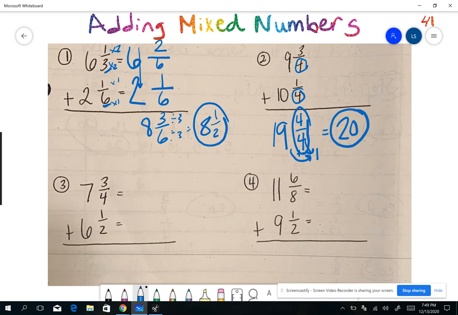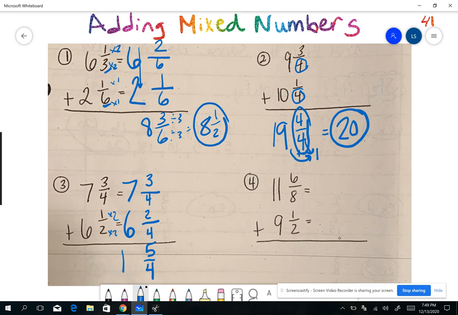Take a look at example 3. This one's going to be different too. So we're going to bring these whole numbers over because I know my denominators are different. I know they can both go into 4. So this stays 3 fourths. This one times 2, times 2. I'm going to go ahead and add. 3 plus 2 is 5 fourths.